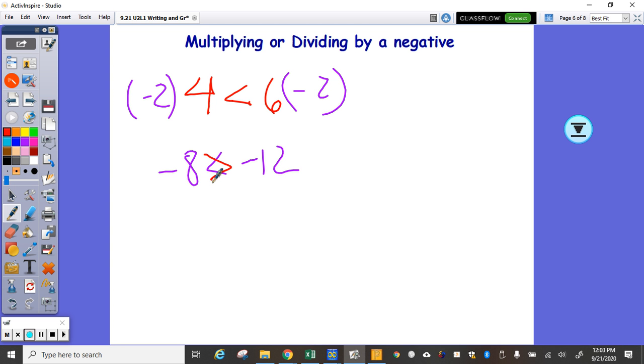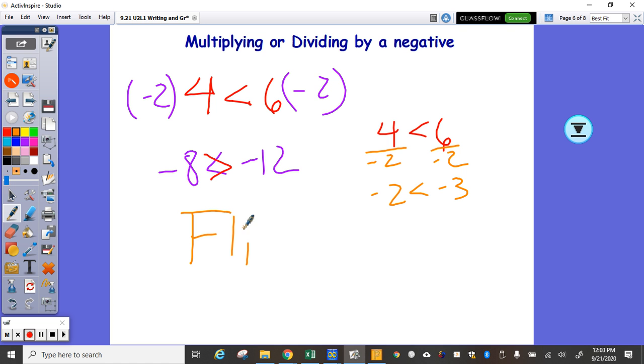Same thing happens if I say 4 is less than 6, and I decide that I'm going to divide both sides by negative 2. All of a sudden I have negative 2 is less than negative 3. That, of course, is not true either. So when you multiply or divide by a negative, when you're solving inequalities, you always flip the sign. You don't have to change the equal, you just flip the sign. You remember this? You flipped this before? Possibly? I love it. Alright, even fractions.